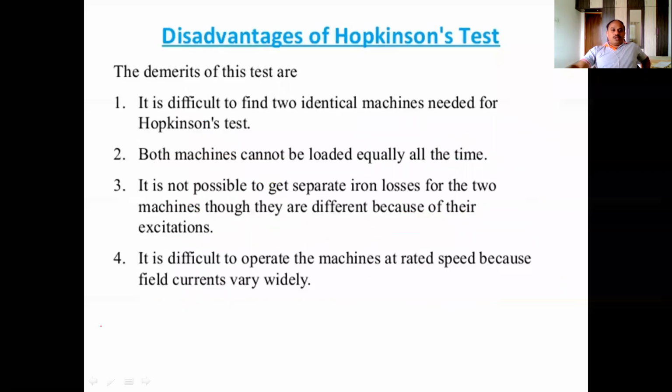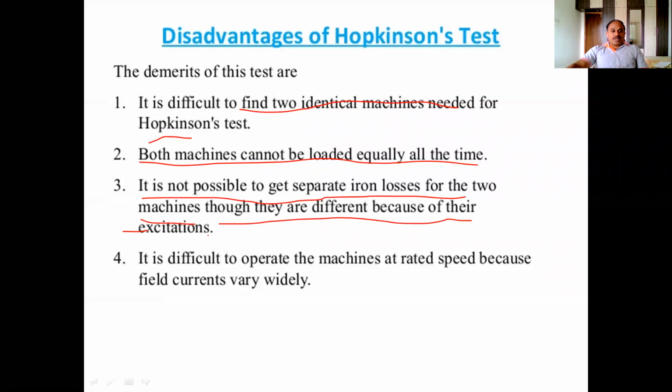Disadvantages of the Hopkinson test. It is difficult to find two identical machines, which are needed for the Hopkinson test, because this test needs two identical machines. Both machines cannot be loaded equally at all times, because one is at higher potential and one is at lower potential. So both are not loaded equally at any time. So it is not possible to get separate iron losses from the two machines. They are different because their excitations are different.